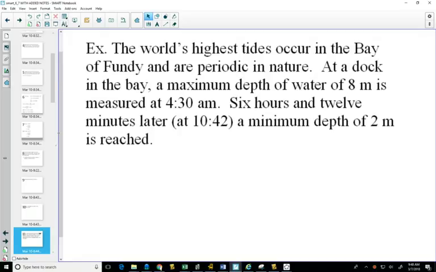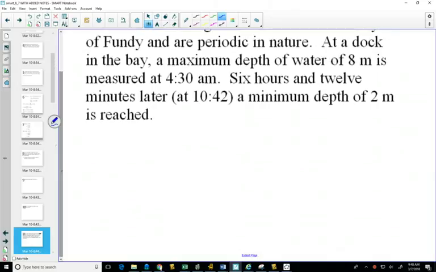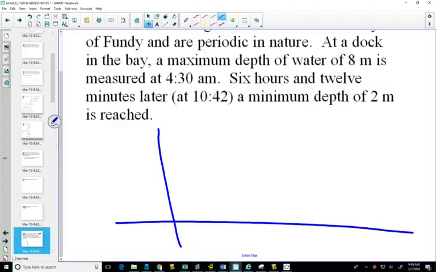So in this question, we've got only 2 data points. We know that the maximum depth of the water is 8 meters at 4:30 a.m. and 6 hours and 12 minutes later, it's at a minimum at 2 meters. So when drawing this out, I'm going to put my depth here. I'm going to put time here.